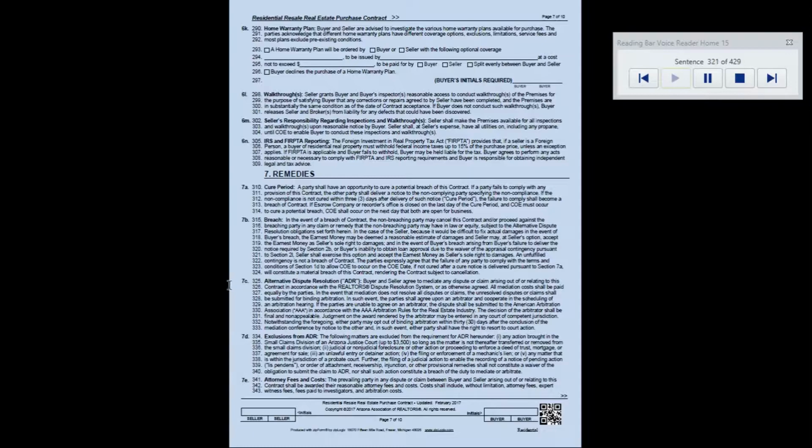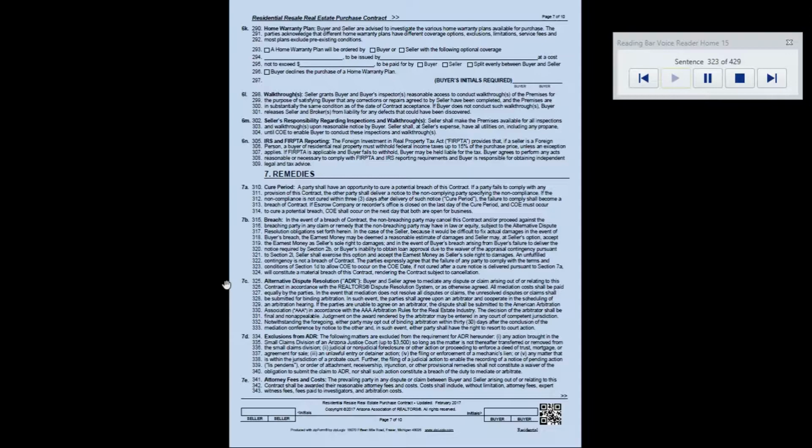7C. Alternative Dispute Resolution, ADR. Buyer and seller agree to mediate any dispute or claim arising out of or relating to this contract in accordance with the Realtor's dispute resolution system, or as otherwise agreed. All mediation costs shall be paid equally by the parties.